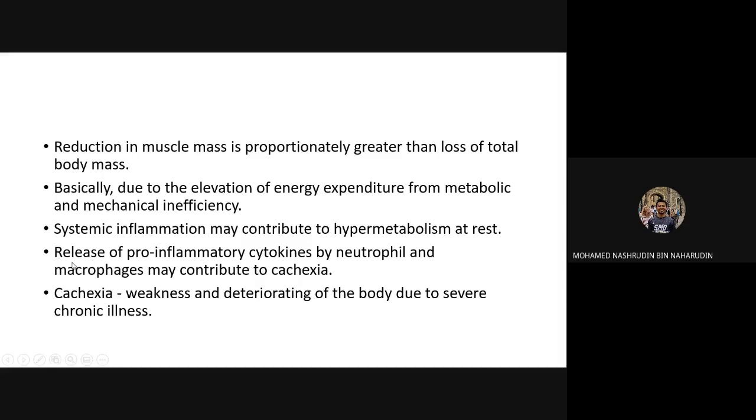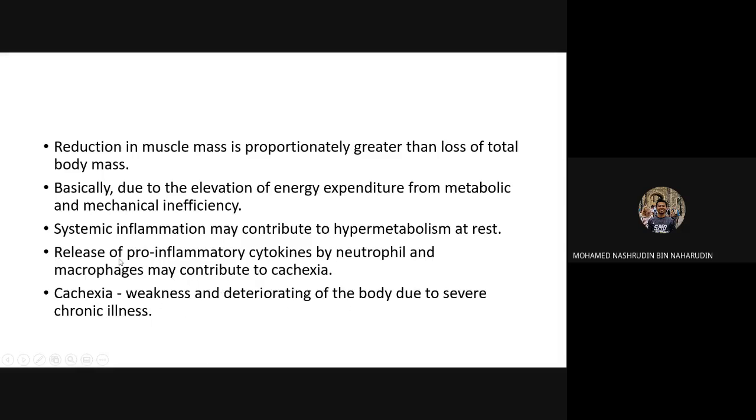And then the release of pro-inflammatory cytokines by neutrophils and macrophages may contribute to cachexia. Cachexia means less efficiency in body function, weakness and deterioration of the body due to severe chronic illness.